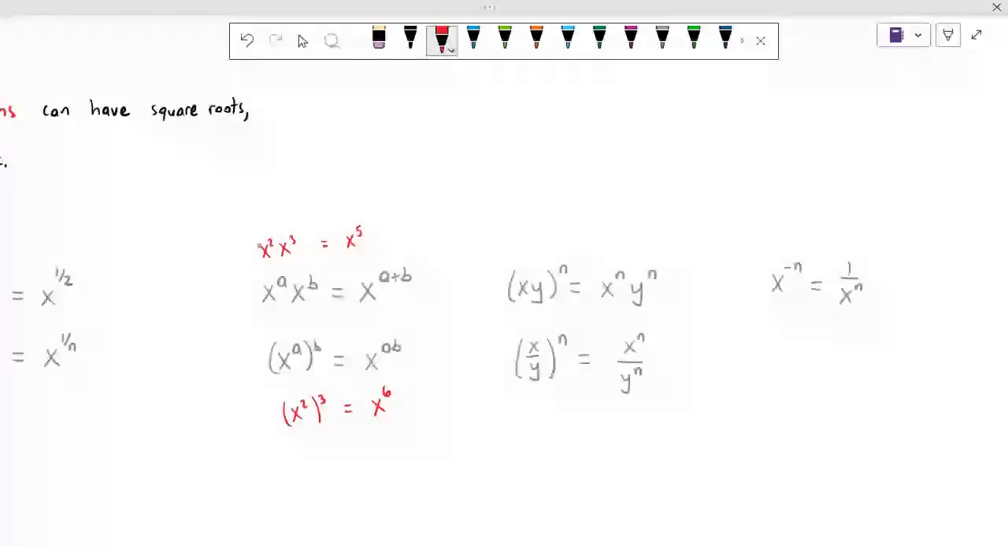These are some other properties. So when you have a product all raised to a power, you can distribute that exponent to each factor. Okay. So it works for products and also works for fractions or quotients as well. Okay.